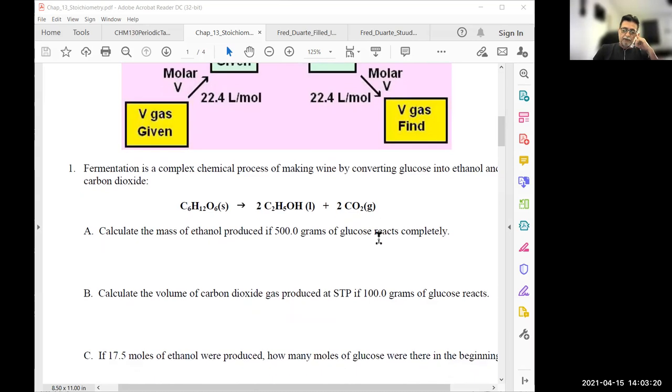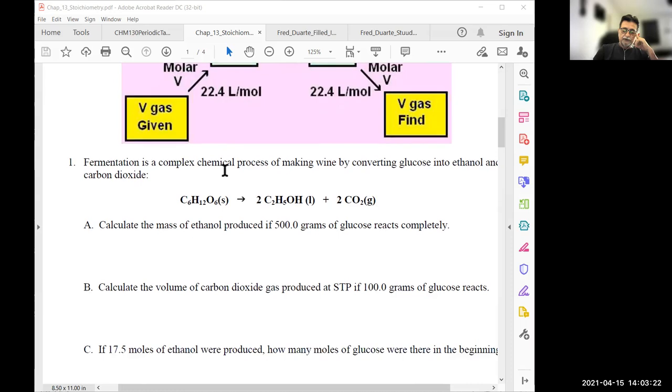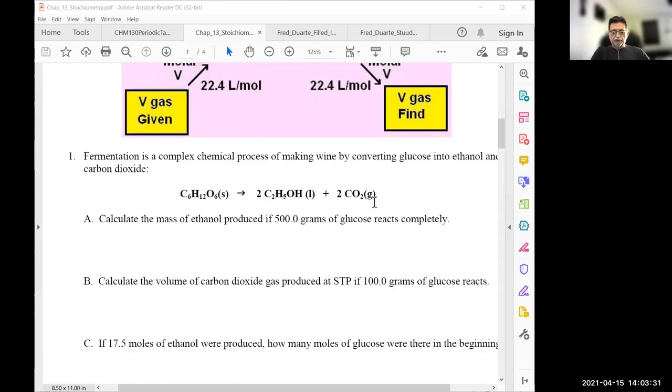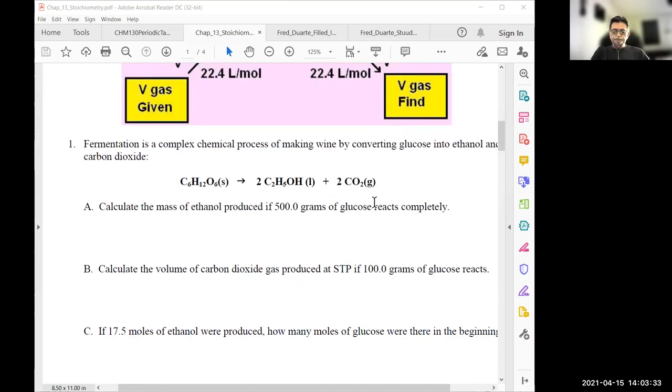Which would be kind of, you think about it, I don't know why you would want to do this reaction at 0 degrees. It would take a little bit longer, simply because of the low temperature. But anyway, they're asking you to calculate the volume of carbon dioxide produced at STP if you started off with 100 grams of glucose, okay?